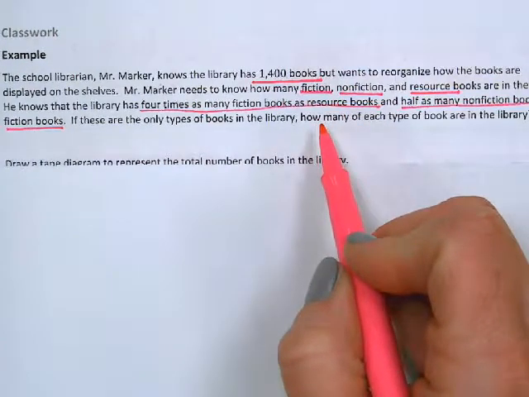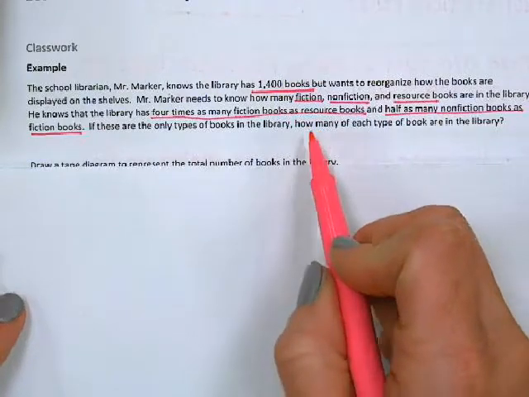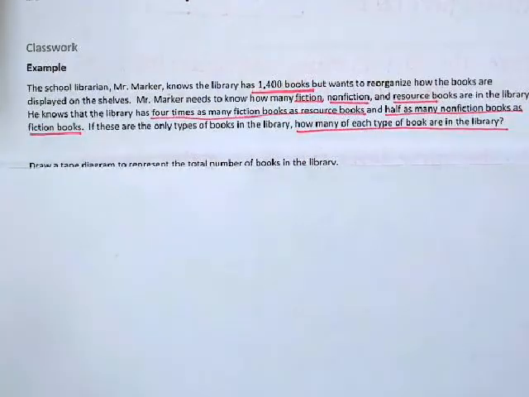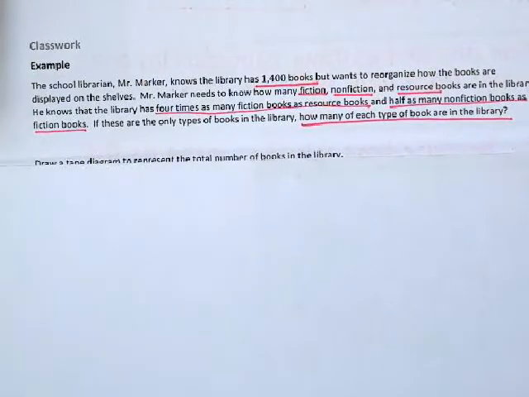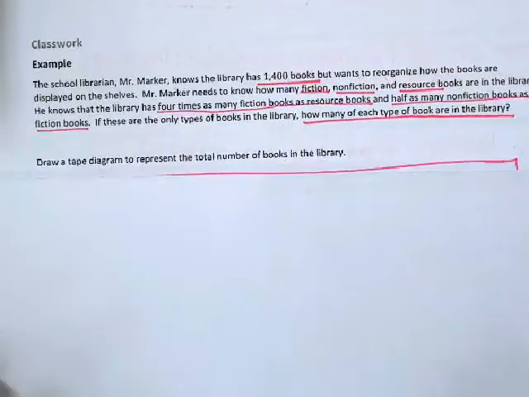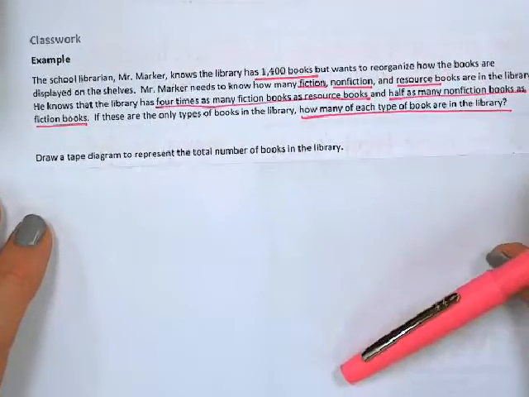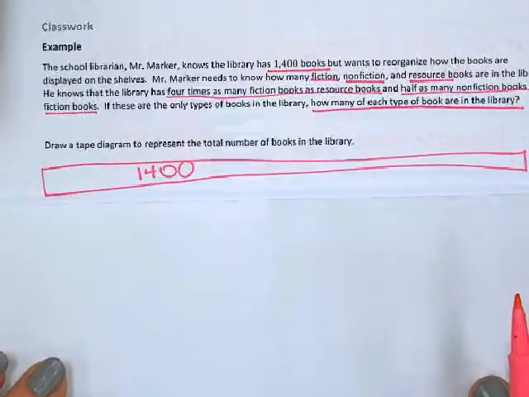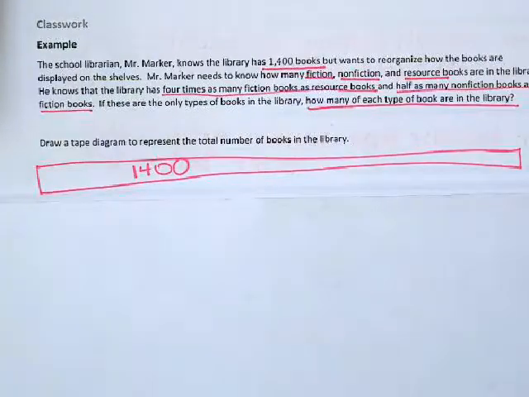We always want to make sure we know what question we are answering, because sometimes in these long story problems we can kind of get lost in the information. How many of each type of book? So the first thing it asks us to do is to draw a tape diagram to just represent the total number of books in the library. Well, I know the total number of books in the library is 1,400 books. So just draw a big long tape diagram and put a 1,400 in it. That's pretty simple. That's just showing how many books I know for sure there are.